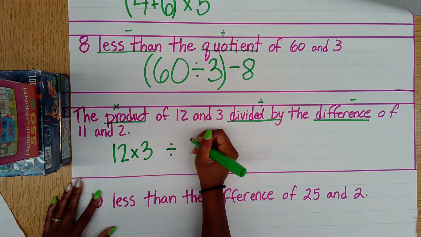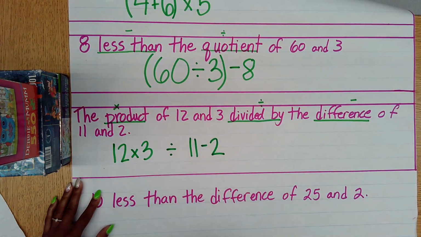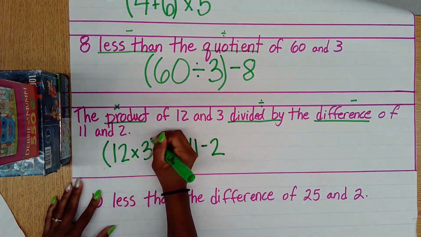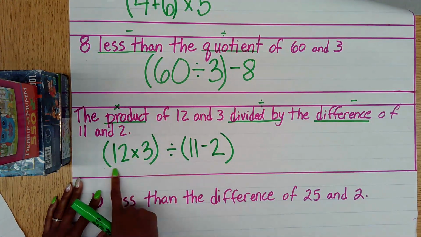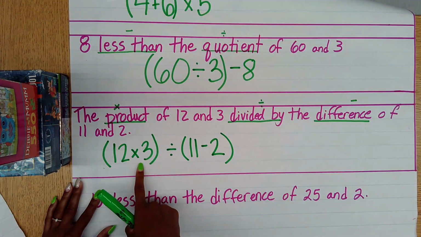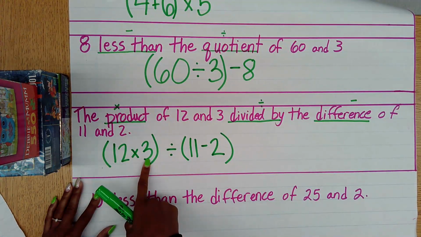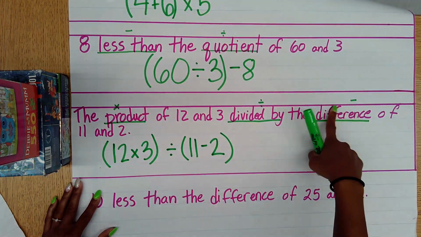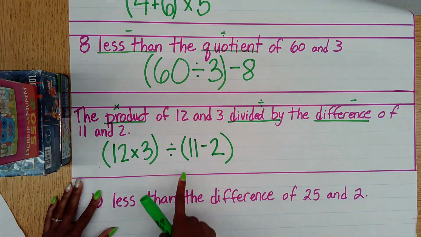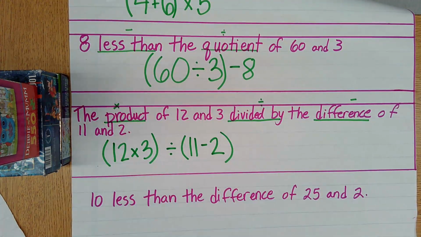Difference is subtraction, and that is the answer. So 11 minus 2. This problem requires parentheses, again, because product is the answer to the multiplication problem. I need the answer to 12 times 3 divided by, and difference is the answer to a subtraction problem. So divided by the answer of 11 minus 2.